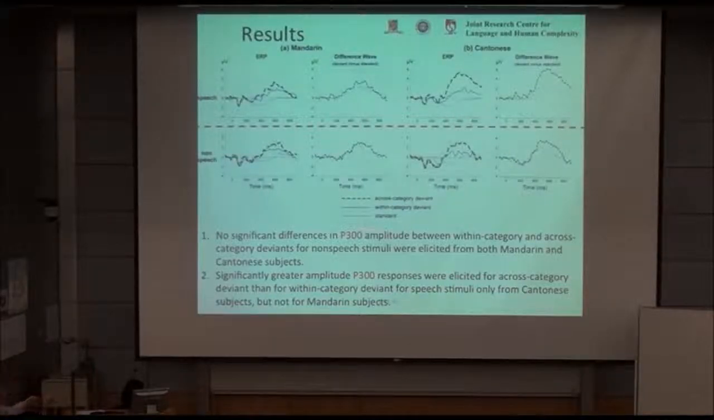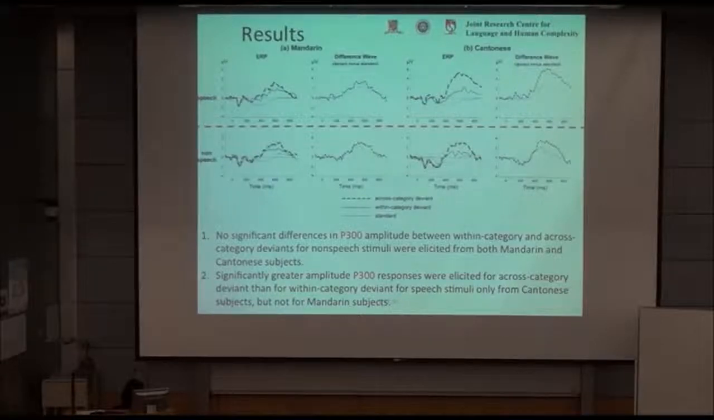So this result is summarized here. No significant differences in P300 amplitude between within category and across category deviants for non-speech stimuli were elicited for both Mandarin and Cantonese subjects. Significantly greater amplitude P300 responses were elicited for across category deviants than for within category deviants for speech stimuli, and only for Cantonese subjects, but not for Mandarin subjects.